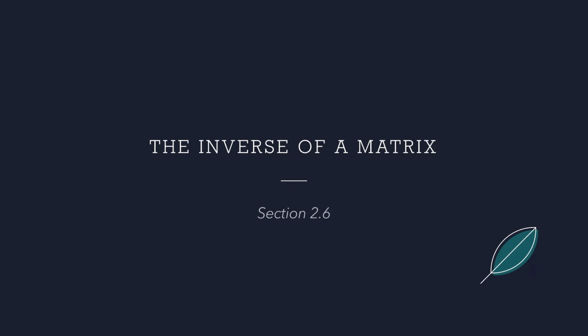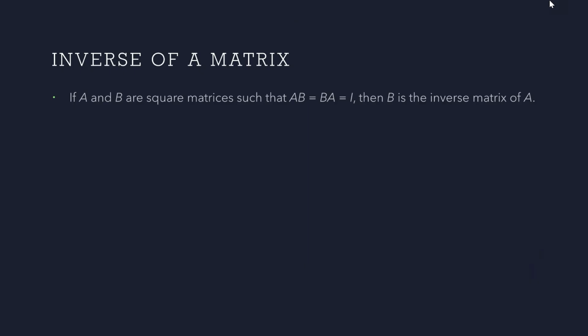In section 2.6, we learn about the inverse of a matrix. We have already seen inverses when you're solving an equation. You use inverses to isolate the variable. So you use subtraction to cancel an addition because they're inverse operations.